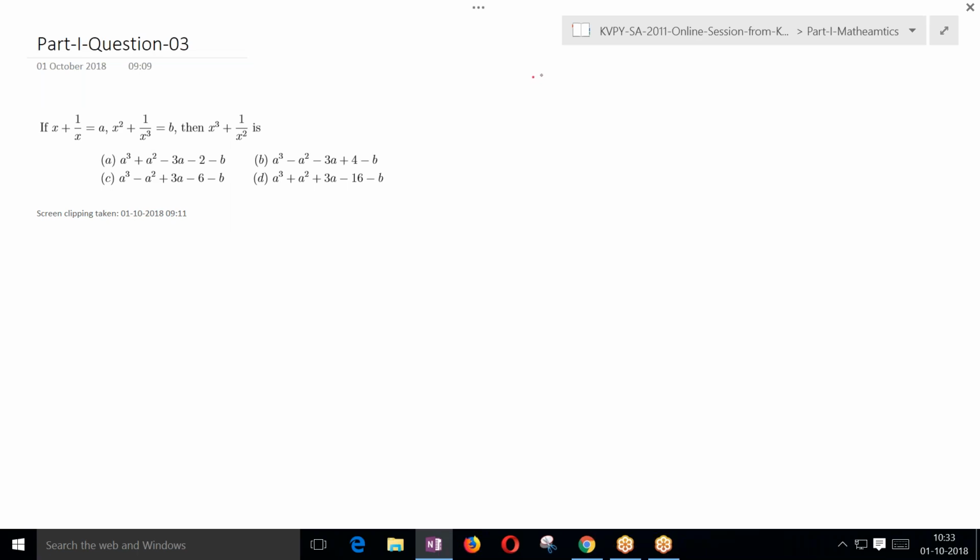So it is given that x plus 1 by x equal to a. So from there what we can write is that x plus 1 by x whole square is equal to a square, and x plus 1 by x whole cube is equal to a cube. This implies what?